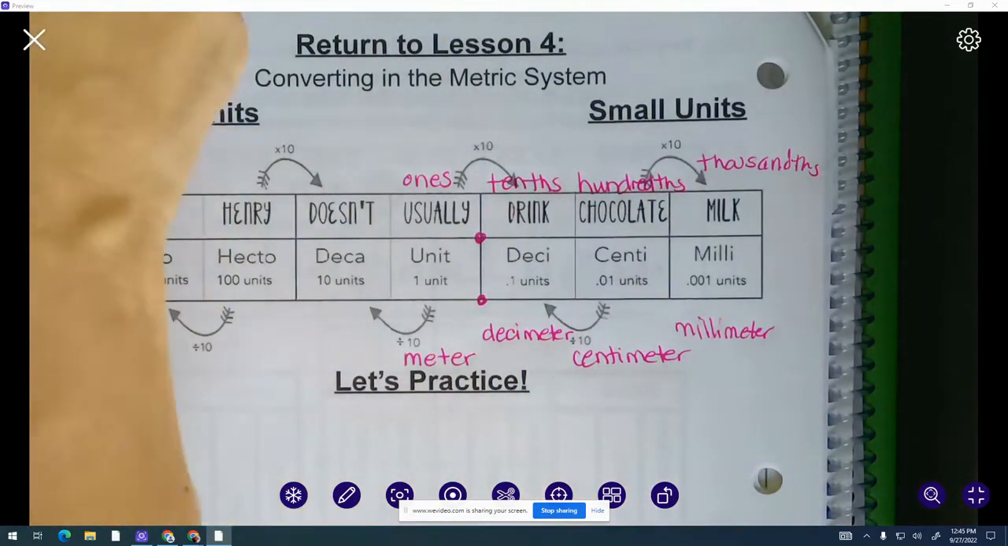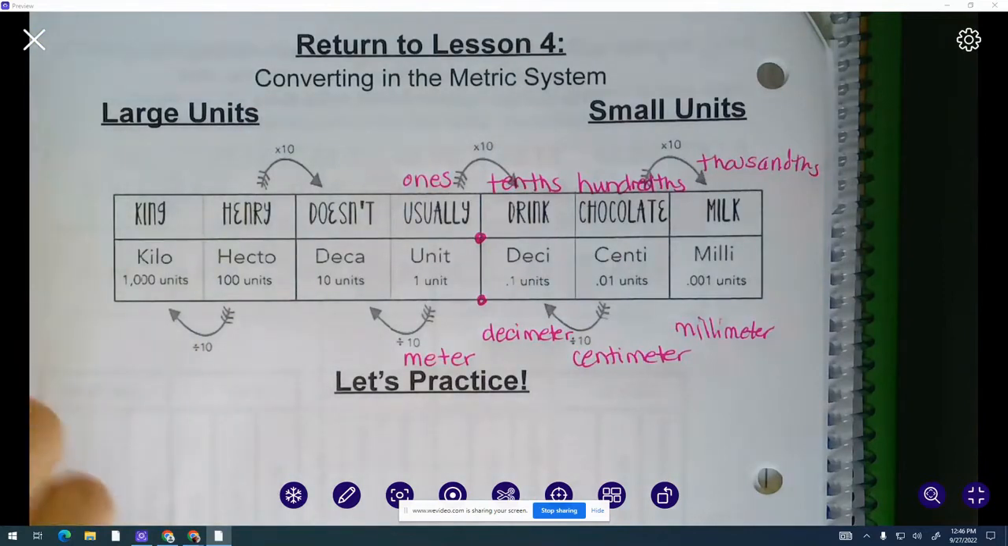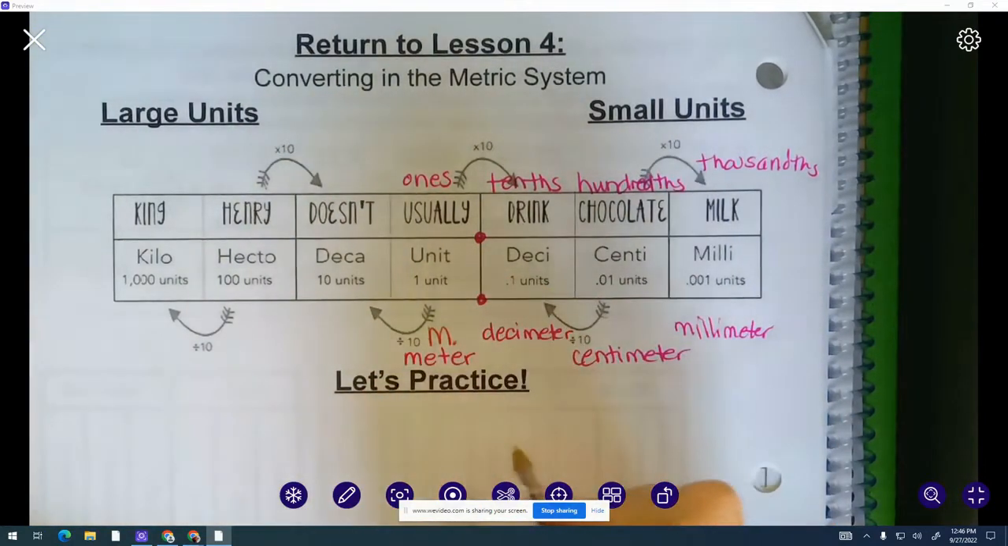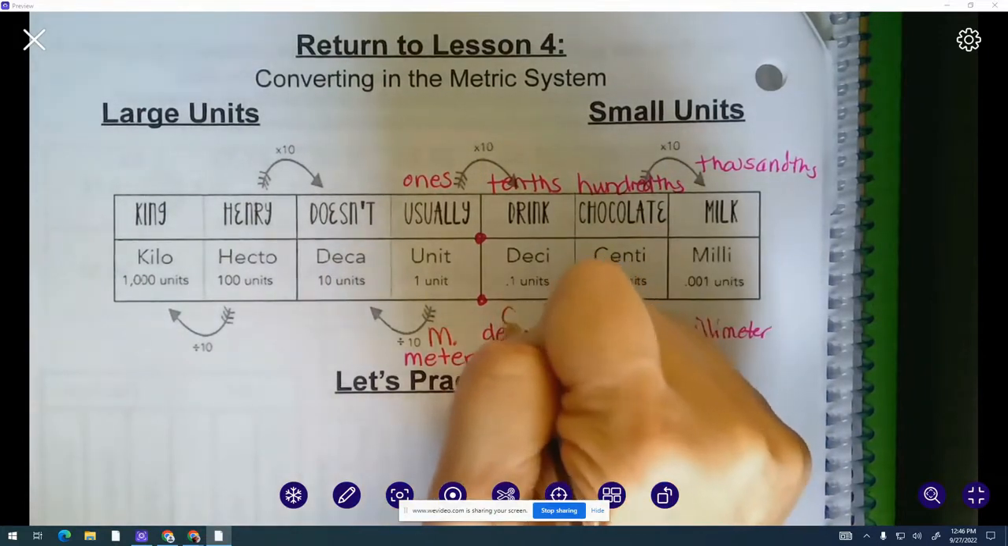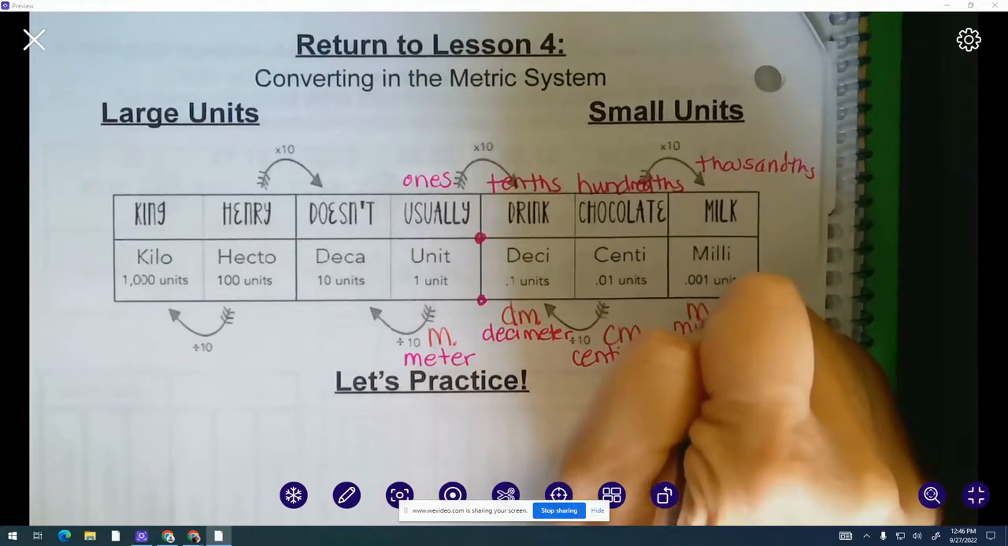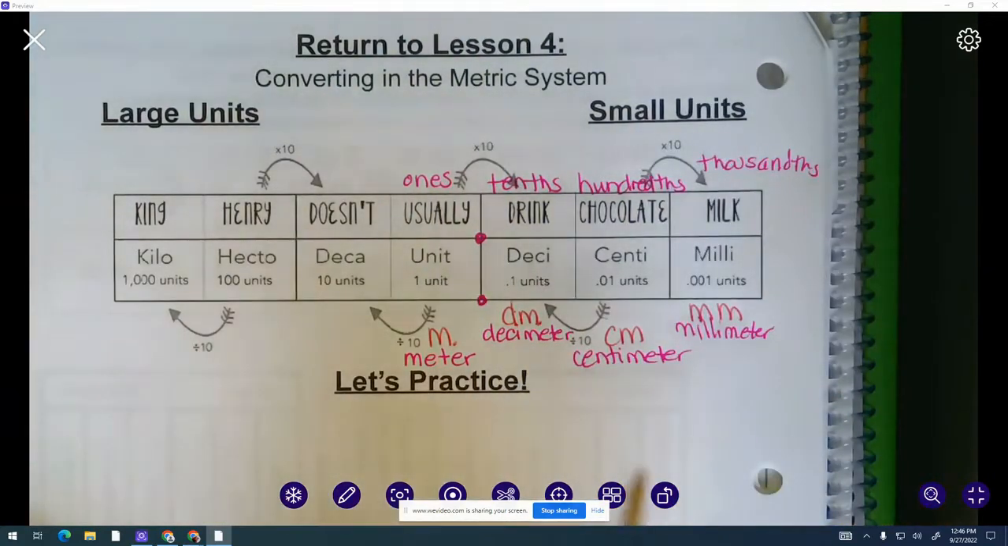Now, there are abbreviations for these. For instance, you might see a meter abbreviated as an m, a decimeter as a dm, centimeter as cm, and millimeter as mm. And these are their abbreviations you're going to see in the homework.